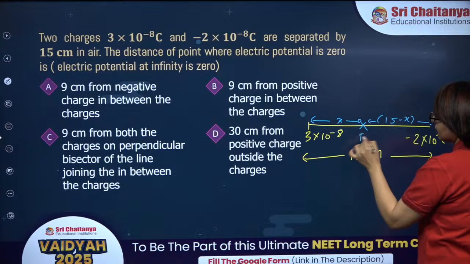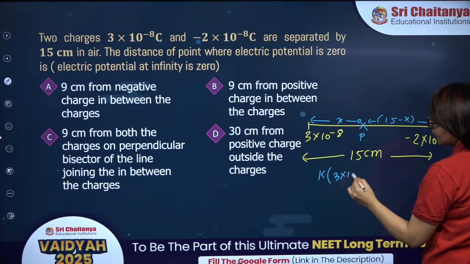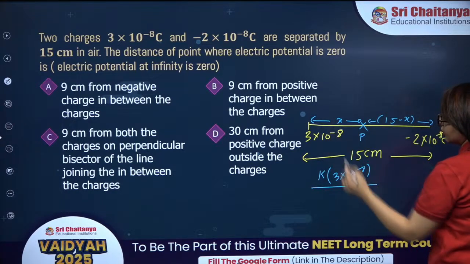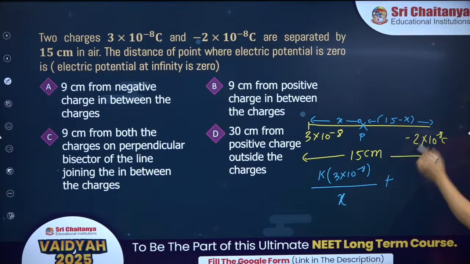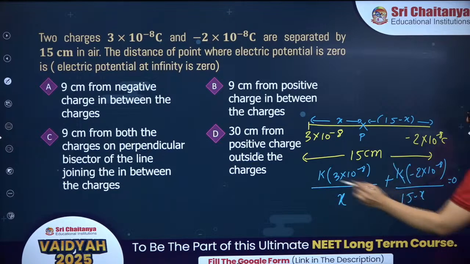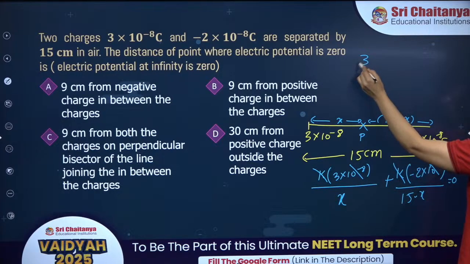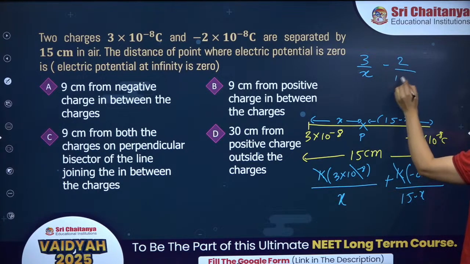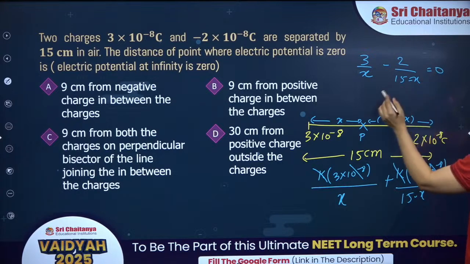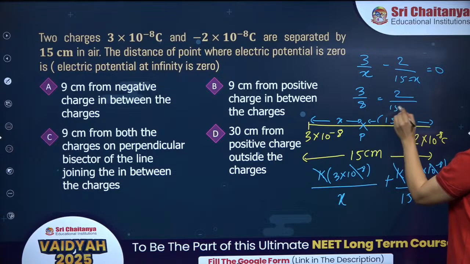So net potential at this point P should be 0. So it is K Q divided by R, which is x, plus the potential due to the negative charge, K into minus 2 into 10 to the power minus 8 divided by 15 minus x, and it should be 0. So you can take K common and cancel it out. 10 power minus 8 common and cancel it out. So what do we have? 3 upon x minus 2 upon 15 minus x is equal to 0. So it will be 3 upon x is equal to 2 upon 15 minus x.